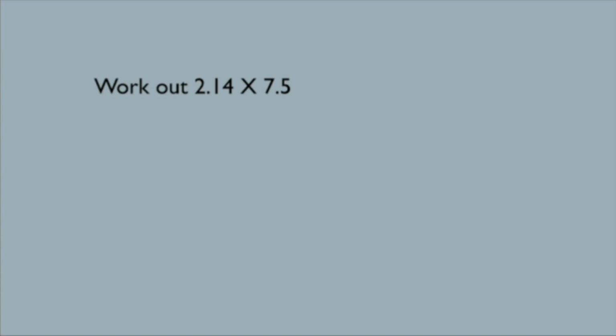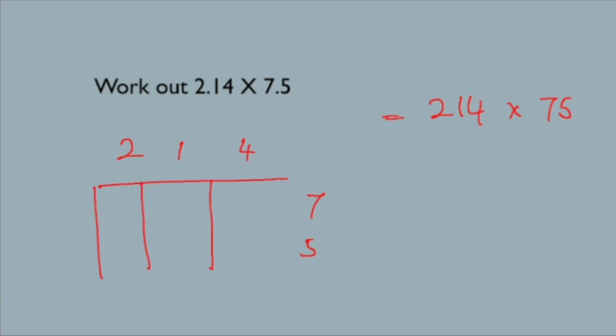Moving to the second one, we'll multiply 2.14 by 7.5. So I'm taking the values without considering the decimal places, which is 214 by 75. So I'm using the same technique to multiply the values. My 214 and 75. So it requires 3 columns and 2 rows.